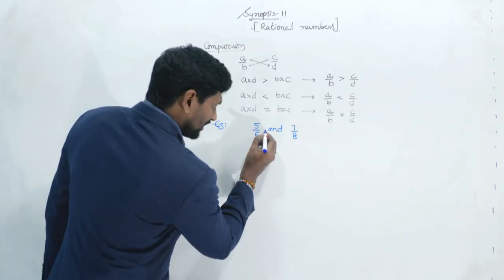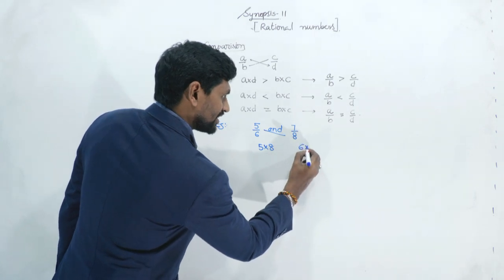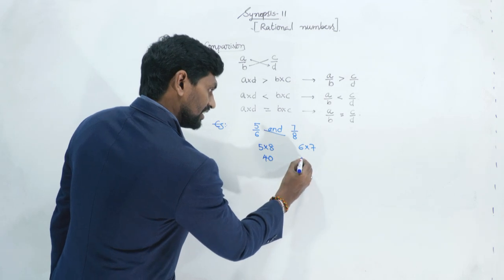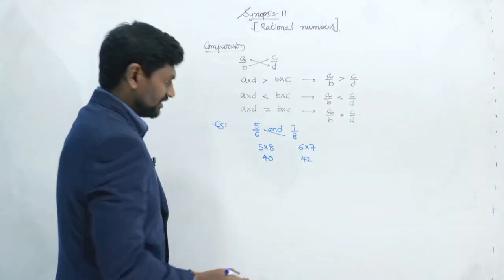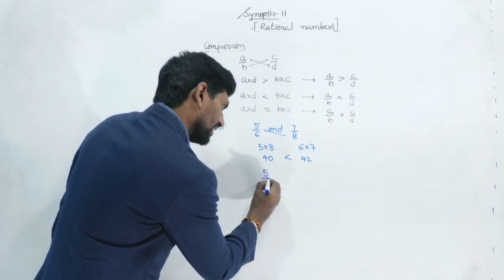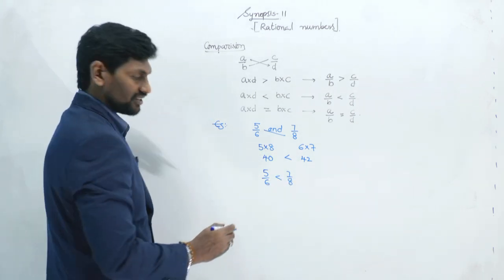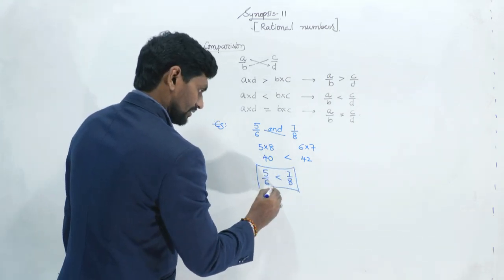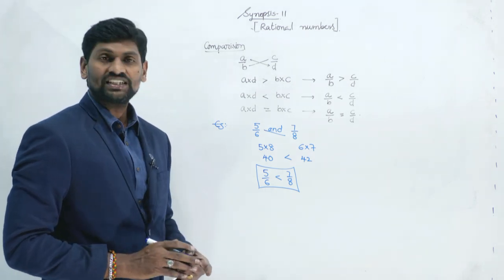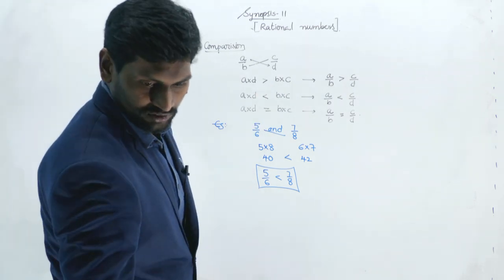Now cross multiplication, 5 into 8, and here 6 into 7. 5 eights are how much? 5 eights are 40. This one is 42. Which is more? The second one is bigger. That means 5 by 6 is less than 7 by 8. This is the comparison between two rational numbers. Please check, children.